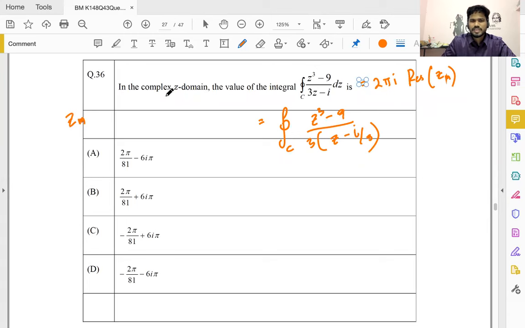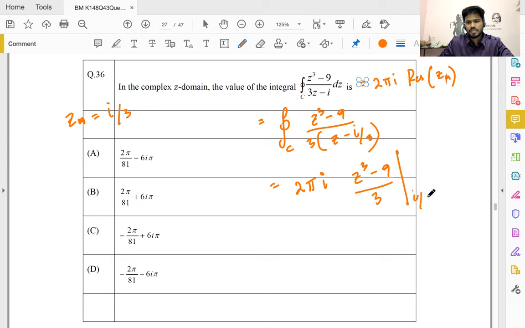There is one pole. It's an entire complex domain. Nothing mentioned about any specific region. So whole domain, but there is only one pole. So this should be 2 pi I into residue of this. Remove the singularity, evaluate the rest of the function. Okay. So Z cube minus 9 by 3. I removed the singularity, evaluate it at the pole at I by 3. Okay.